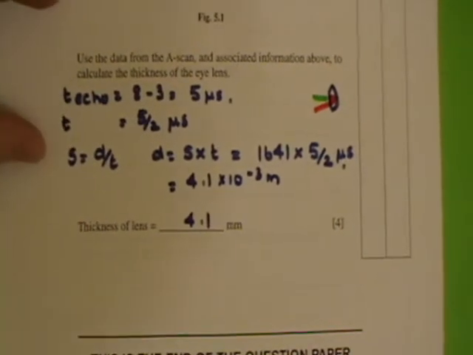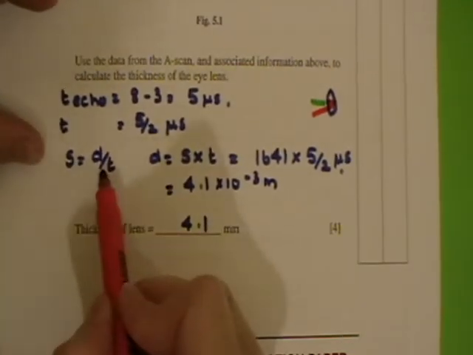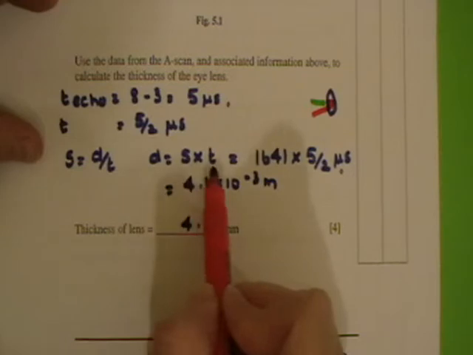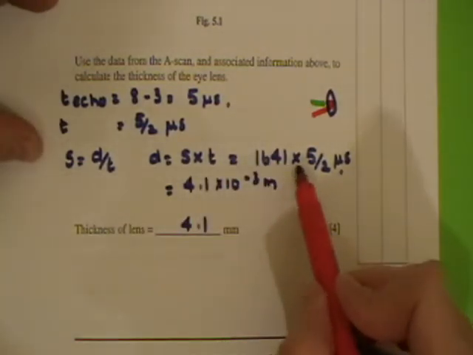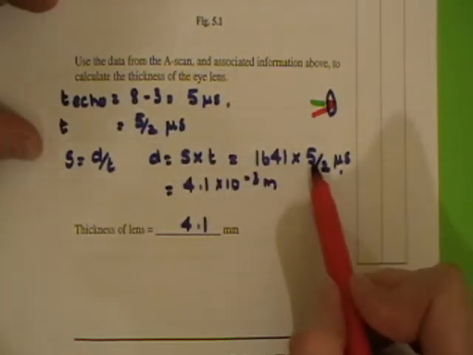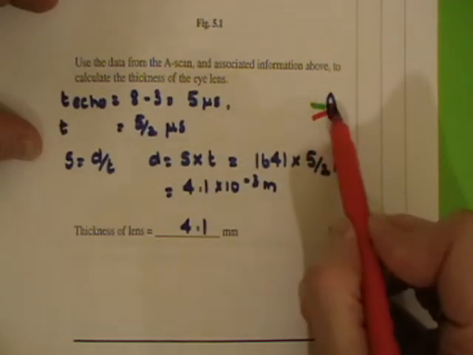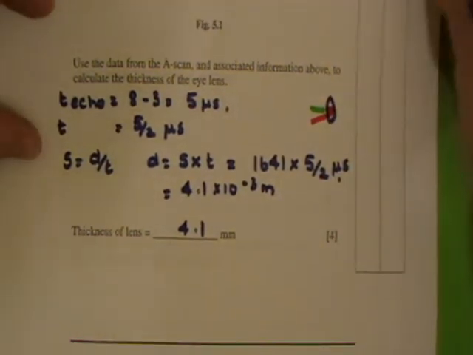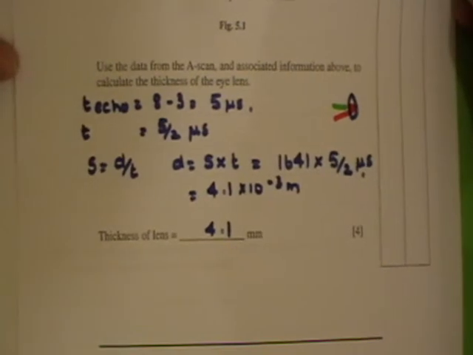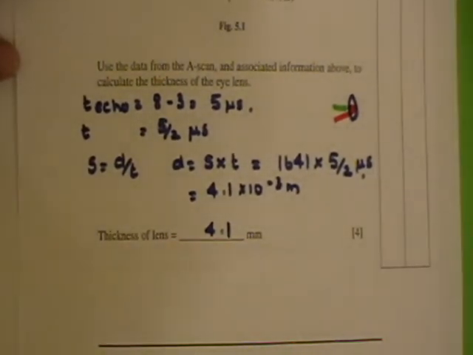And there's the calculation again. Speed is distance over time, distance is speed by time. 1641 multiplied by the time taken to travel the thickness of the lens, which is 5 divided by 2, gives you 4.1. And that's the end of 2007.